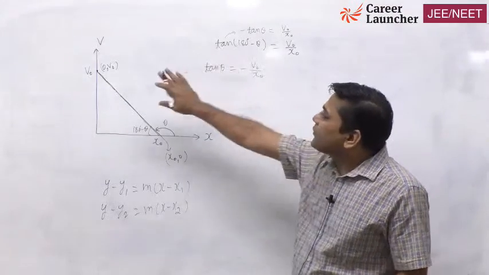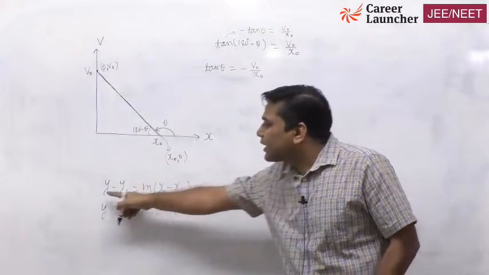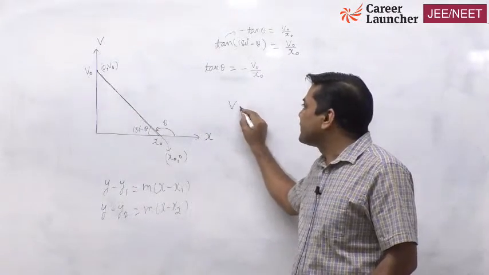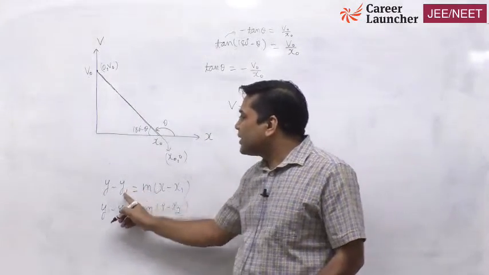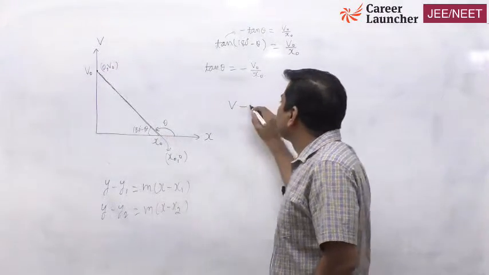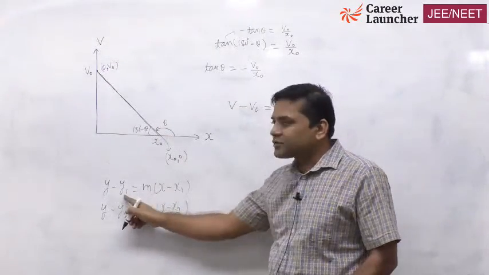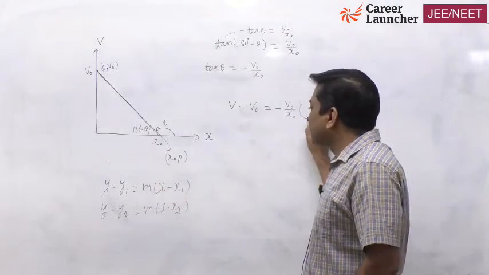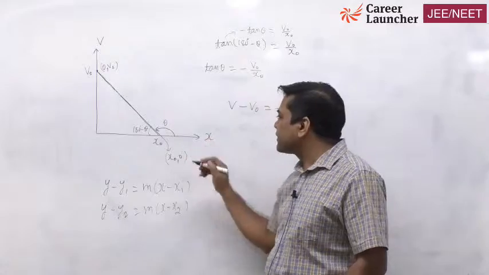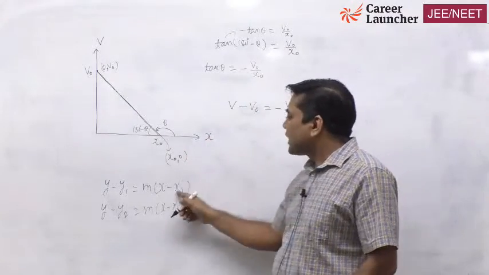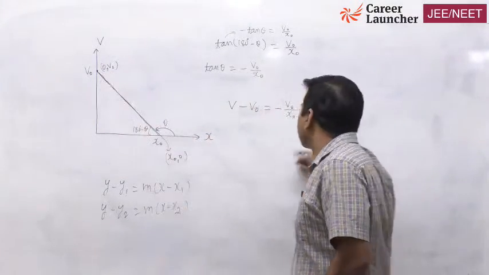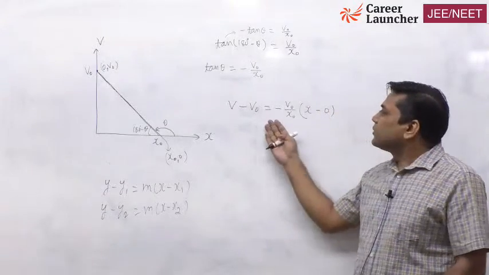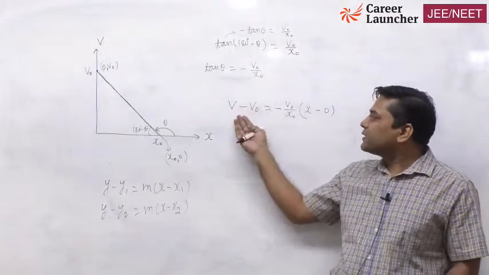Now you can write like this: y minus y1, where y1 here is V naught. So V minus V naught, I'm using this first form, equal to m, slope already calculated, into x minus x1. On the x-axis it is x minus, and the point on this is 0. So we could write this equation.